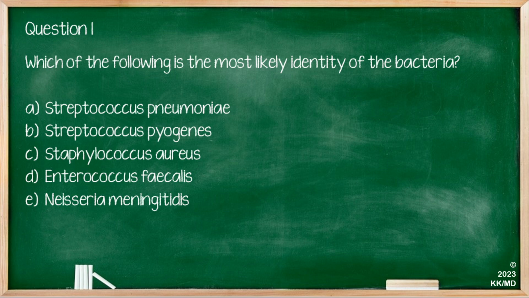Now, the question talks about Lancefield grouping, so we know immediately it must be a Streptococcus species. And you may remember from a previous slide that Streptococcus pyogenes is the bacteria which causes strep throat and is also classed as Lancefield group A. And therefore, this is the correct answer.